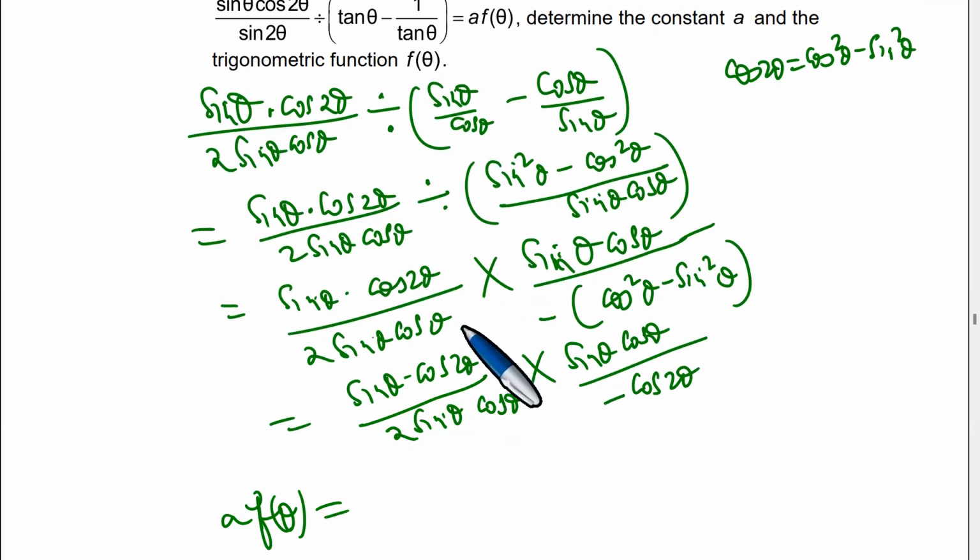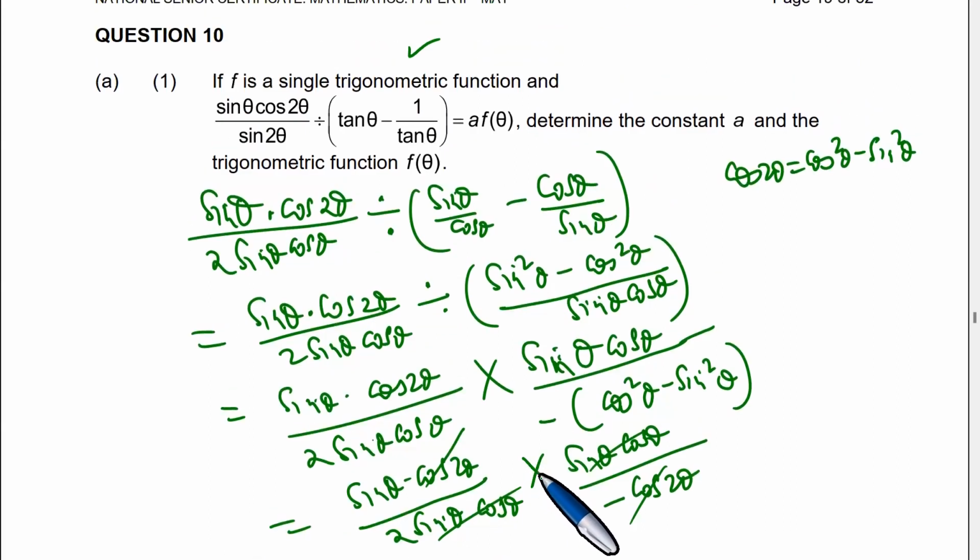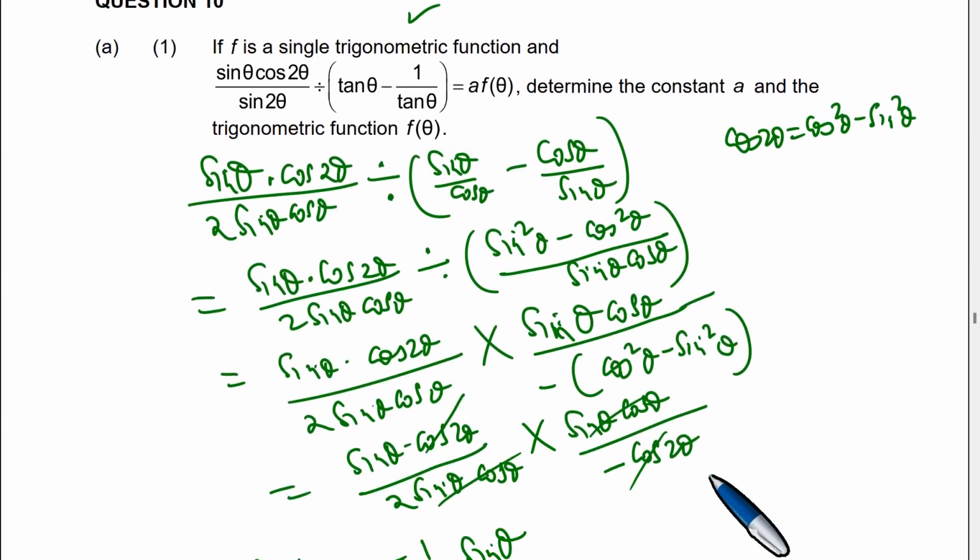Now this cosine 2 cancels cosine 2. This one cancels this. What are we left with here? We're left with minus 1 over 2 sine theta. Minus 1 over 2 sine theta. Okay, this is what you have.